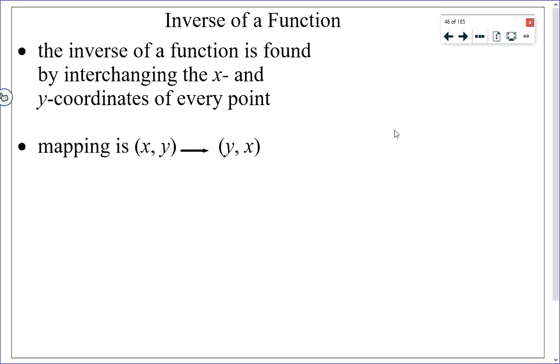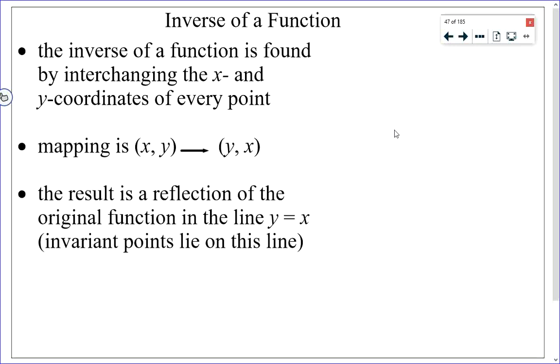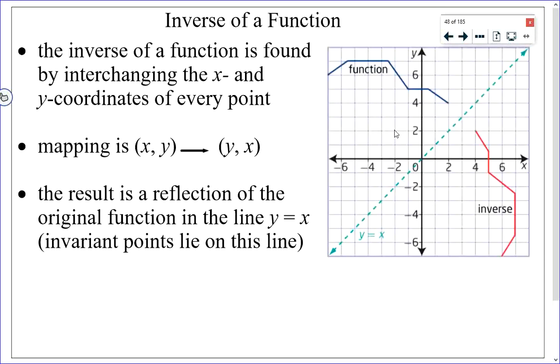Be careful though, and I've mentioned this in class, that (y, x) is still an x coordinate followed by a y coordinate. That y in the (y, x) is the new x coordinate, and the x in the (y, x) is the new y coordinate. The result happens to be a reflection across the line y equals x, which means invariant points lie on this line. We've done this in class.